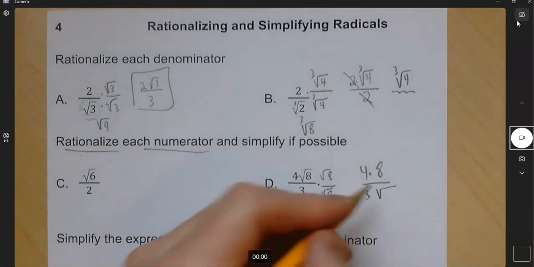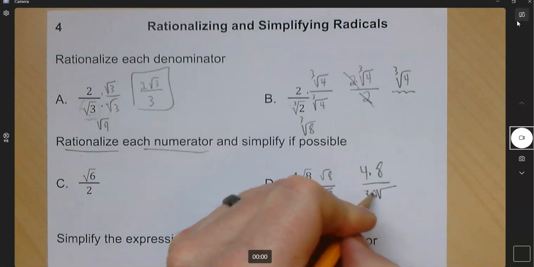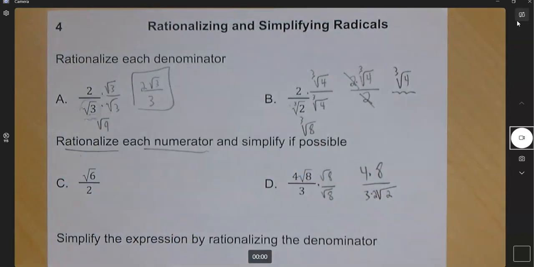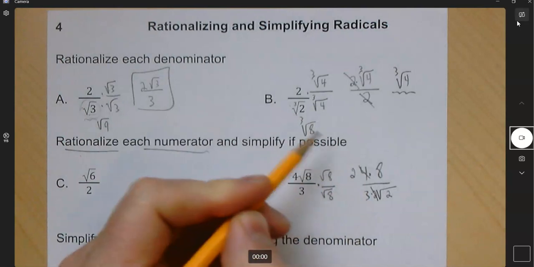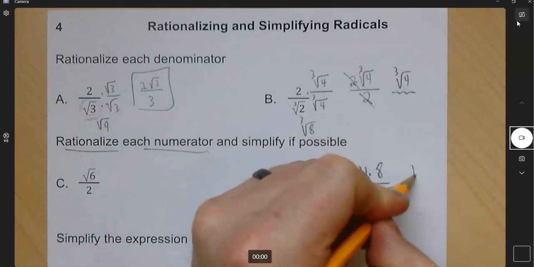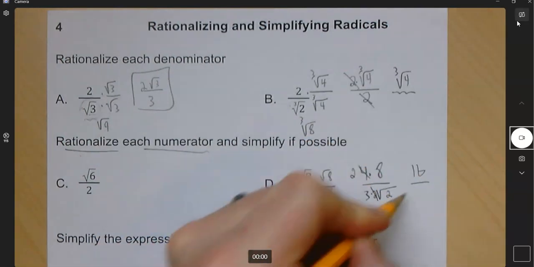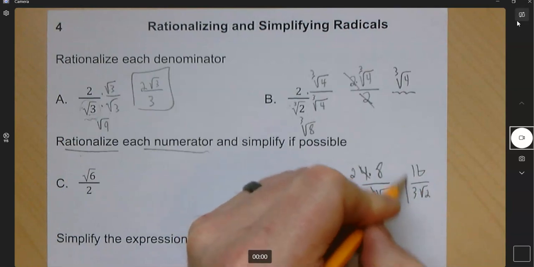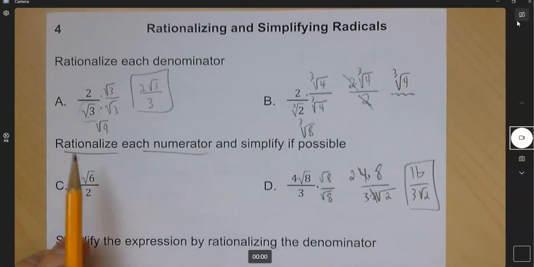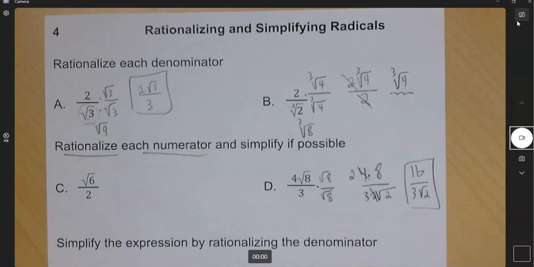Can we stop playing this game? The square root of 8 is 2 times the square root of 2. We can talk about why that is if you need to. But we can start to clean stuff up here. I have a 4 over a 2, it's just a 2. 2 times 8 is 16. On bottom, 3 times root 2. And that has been rationalized. I rationalized the numerator, and then I simplified.